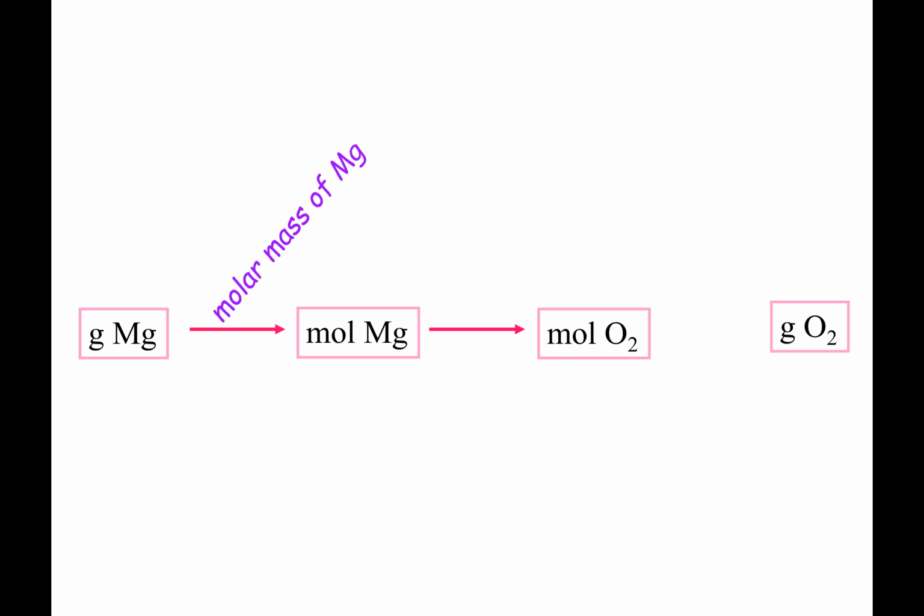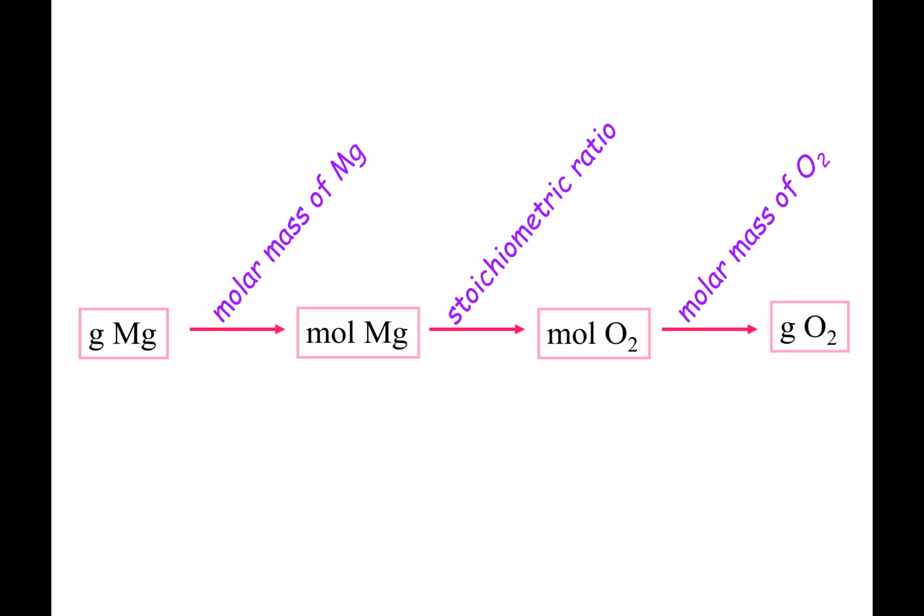So here we go. Grams of magnesium to moles of magnesium using its MM, or molar mass of magnesium. I love that phrase. And then the moles of magnesium to moles of O2, kind of like we did before, using a stoichiometric ratio from the balanced equation. And then to finish up, we've got to unpack moles back to grams again. And so for O2, we're going to use the molar mass of O2. So this is a very common cadence. It's got a very common rhythm to it.